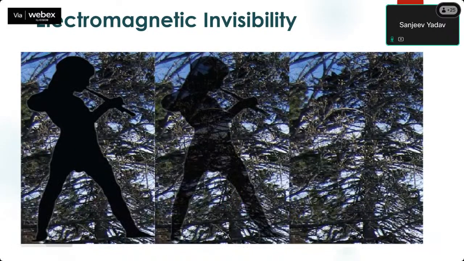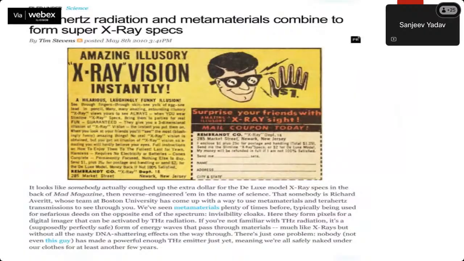Here you can see electromagnetic invisibility in the first figure, second figure, and third figure. You can see the person is there. If he is under the electromagnetic invisibility, this cloaking, then he can be made invisible. Here are some news articles: terahertz radiation and metamaterials combine to form X-ray specs. Using only the X-ray specs, you can take the X-ray, you can see inside the body.